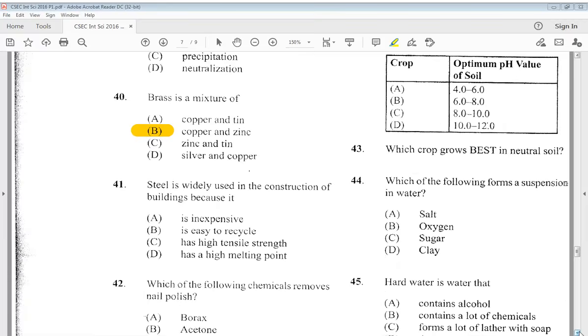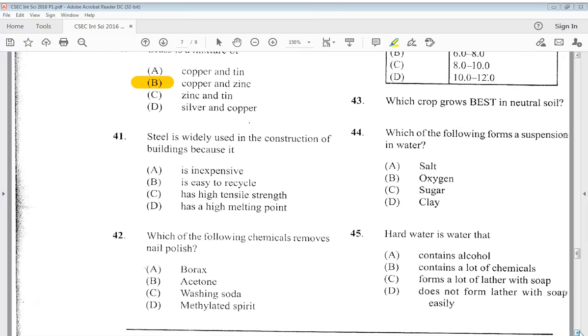41 says, steel is widely used in the construction of buildings because it A. is inexpensive, B. is easy to recycle, C. has high tensile strength, or D. has a high melting point. This one is like a giveaway. We know A, B, and D would not have been our answer. So we know the answer is C.